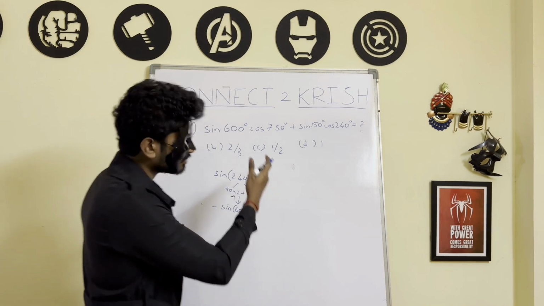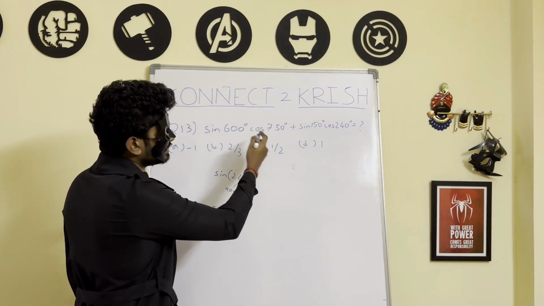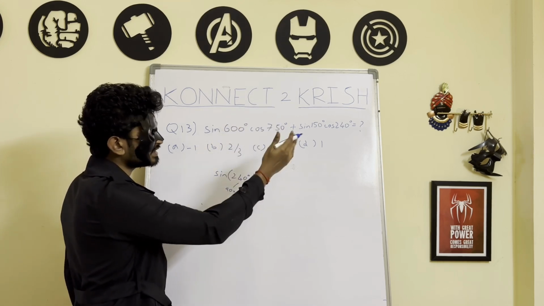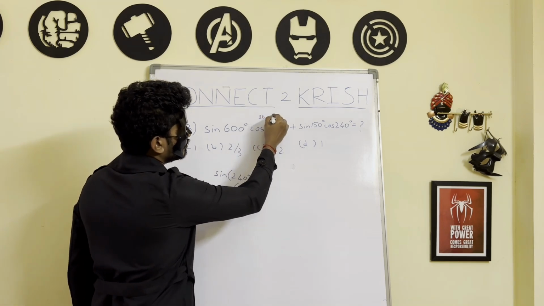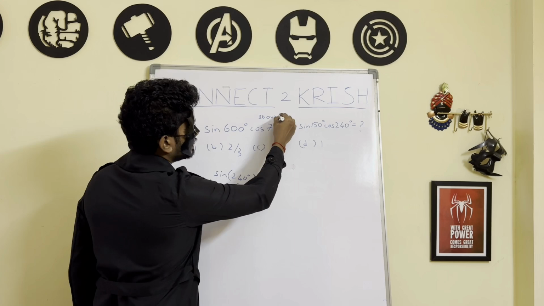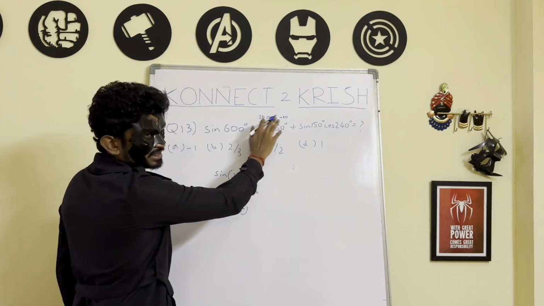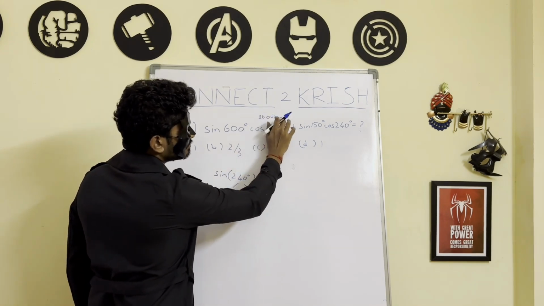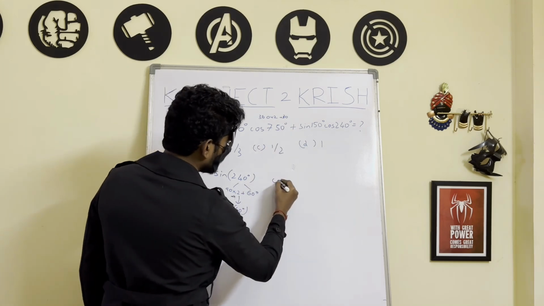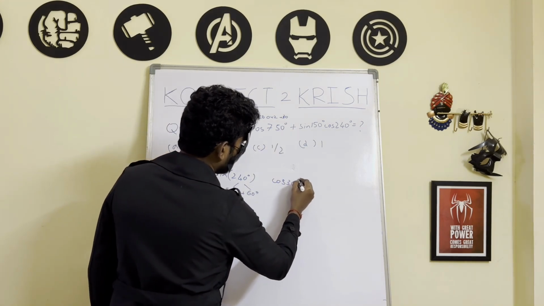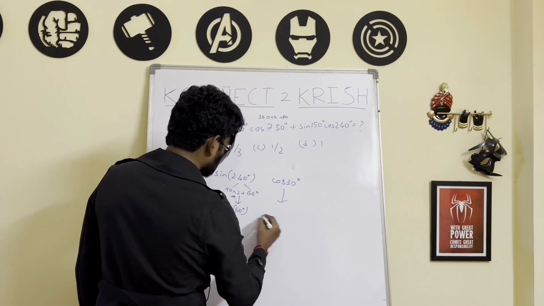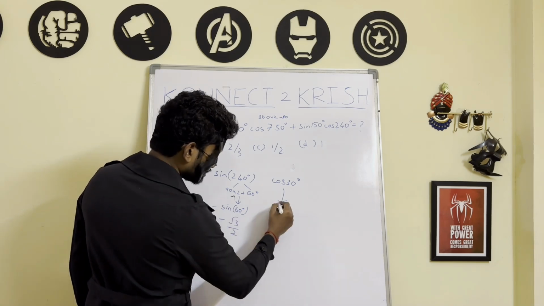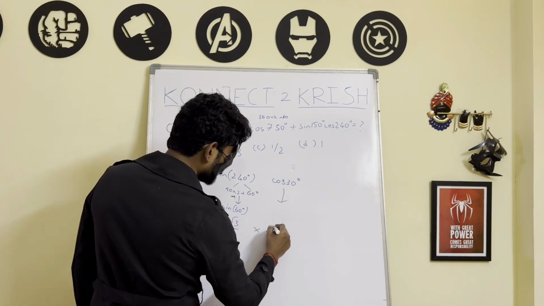And now cos 750, how will I write it? 360 into 2, 720 plus 30. Cos 720 is 1, so the 360 into 2 part will be eliminated, leaving 30. So I will write it as cos 30. Sine 60 is root 3 by 2 and cos 30 is root 3 by 2, so the first term is minus root 3 by 2 into root 3 by 2.